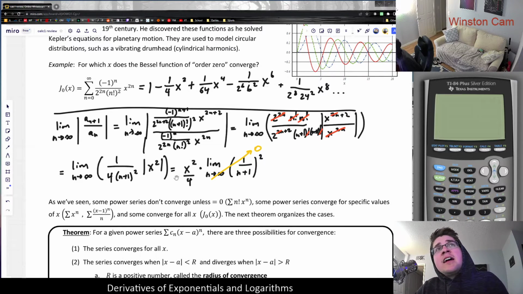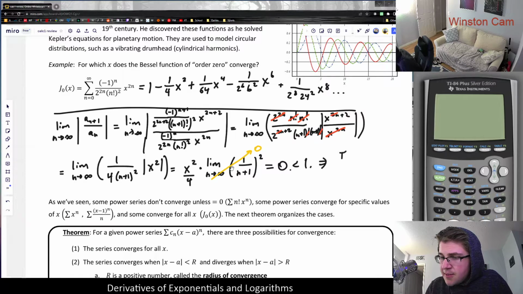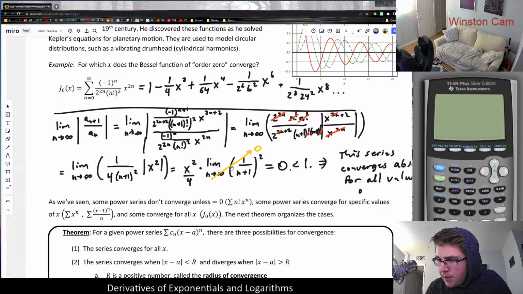And actually here, it does not matter what x is, because this limit will always go to 0 regardless of x. And so this is a unique example because the Bessel function converges for all values of x. Essentially, since 0 is always less than 1, what that implies is that this series converges absolutely for all values of x.